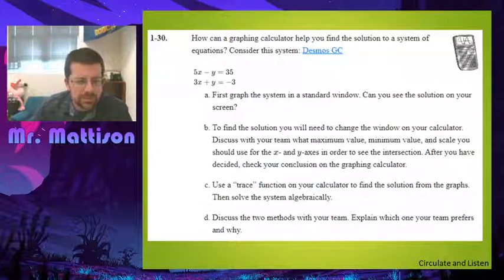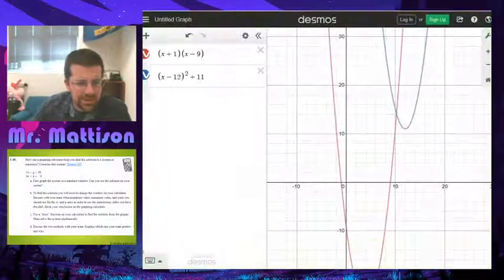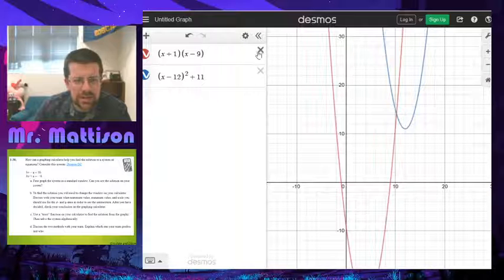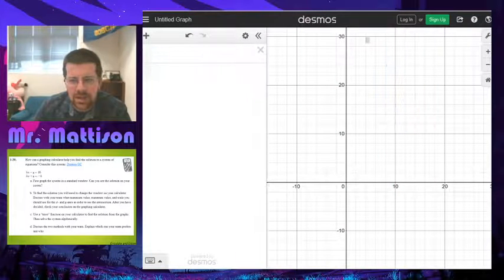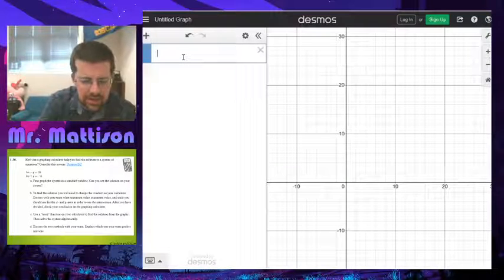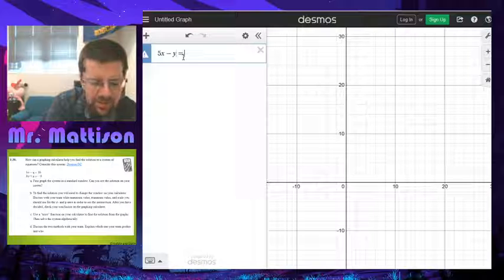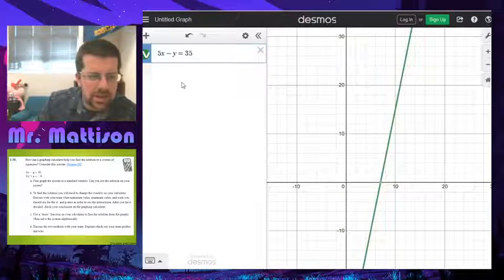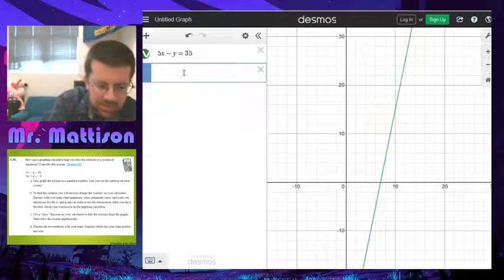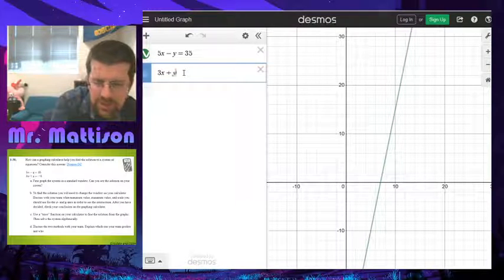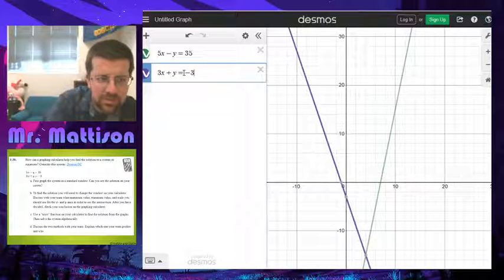Okay, so let's hop back over to Desmos. Let me just delete these things out. And what I'm going to be graphing is 5x minus y equals 35, and 3x plus y equals negative 3.